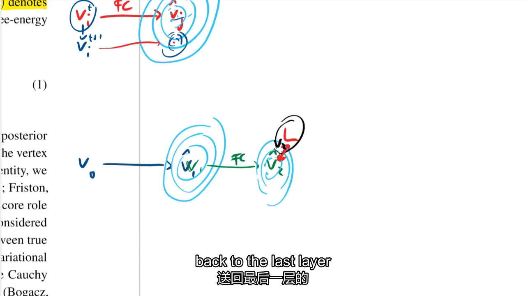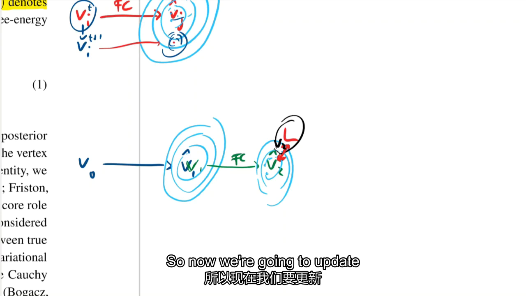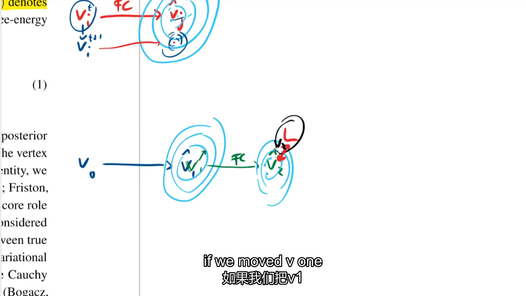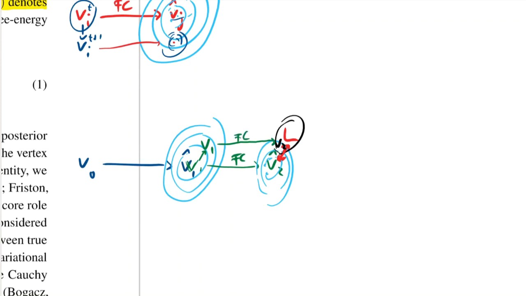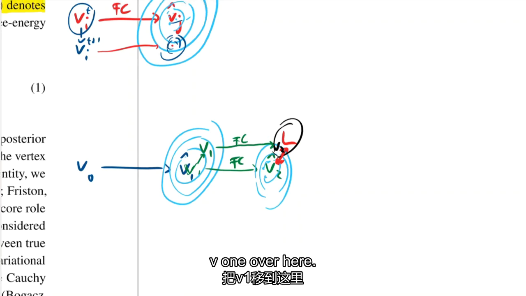What we're going to send back to the last layer is this information of, see, you predicted V2 hat, but actually you should predict V2. Please update yourself such that that's a bit closer. So now we're going to update our guess of V1 and say, well, if we moved V1 a little bit over here, that would predict V2 to be up here, right, with the same fully connected layer. And if that's the case, then V2 would be a little closer to the true label. So we're going to move V1 over here.